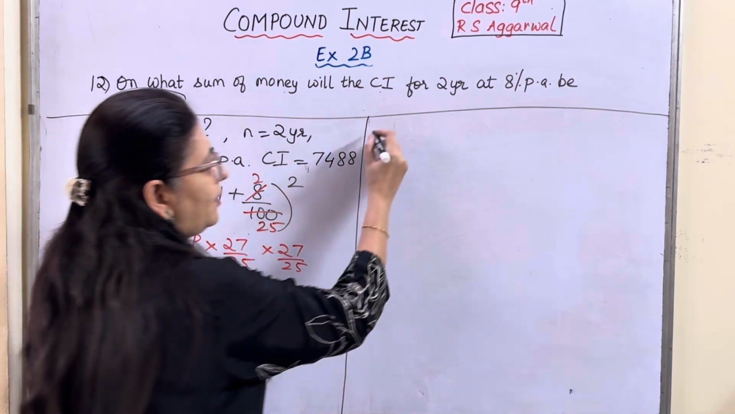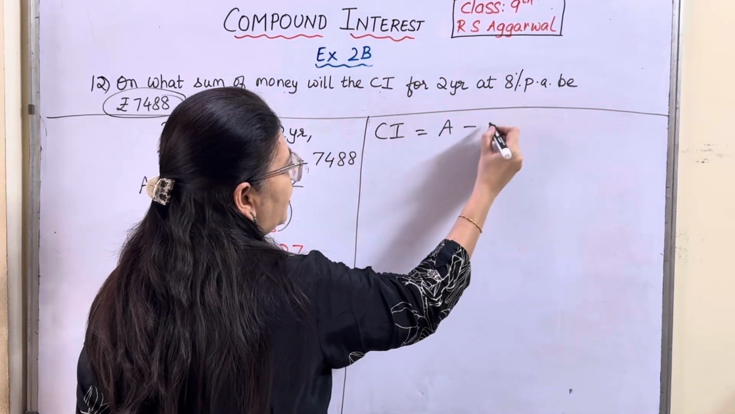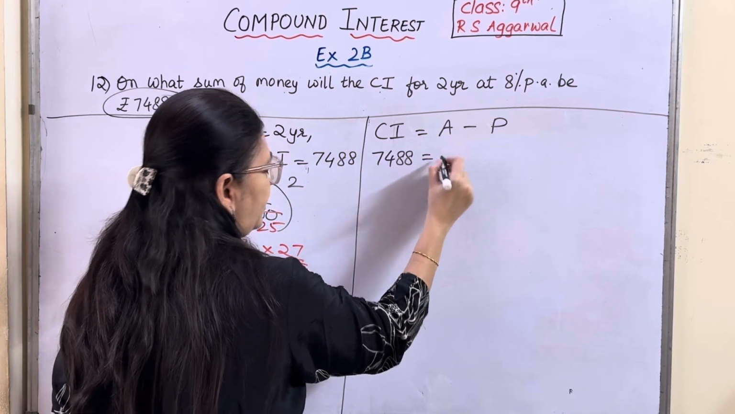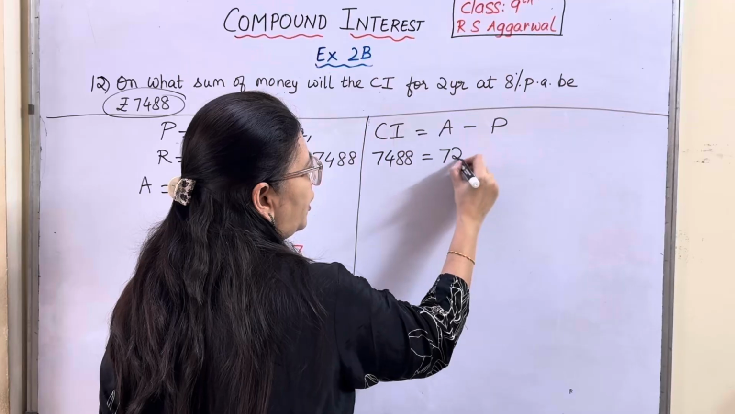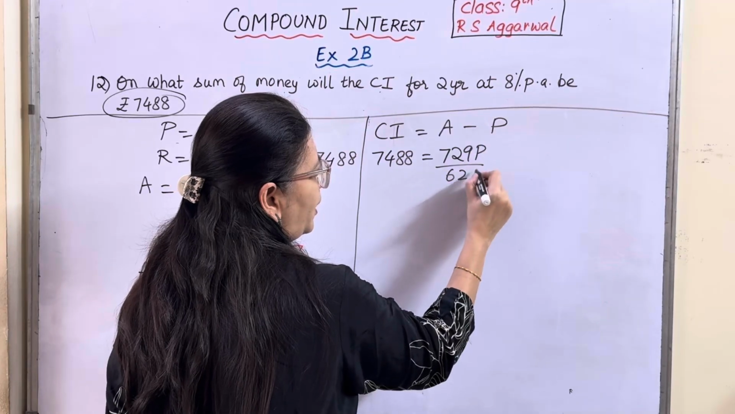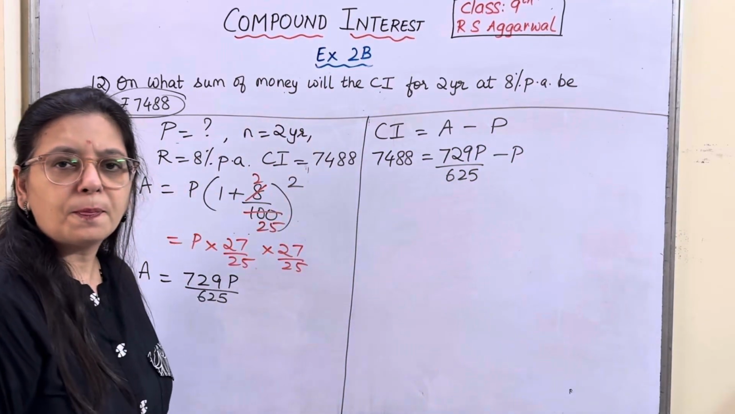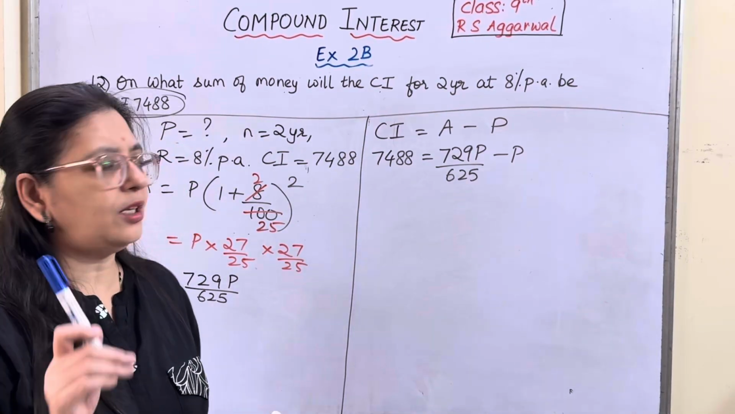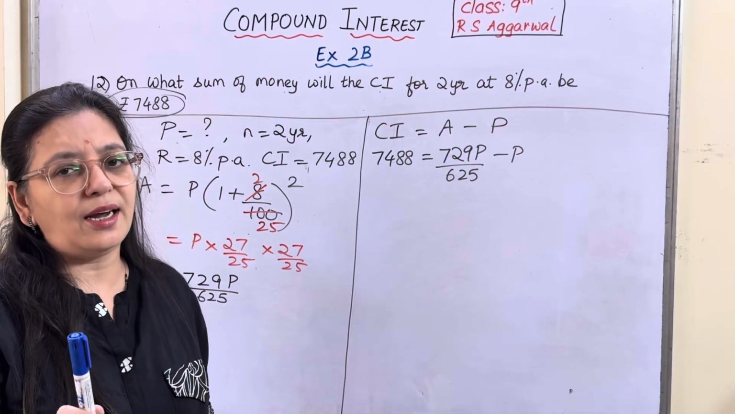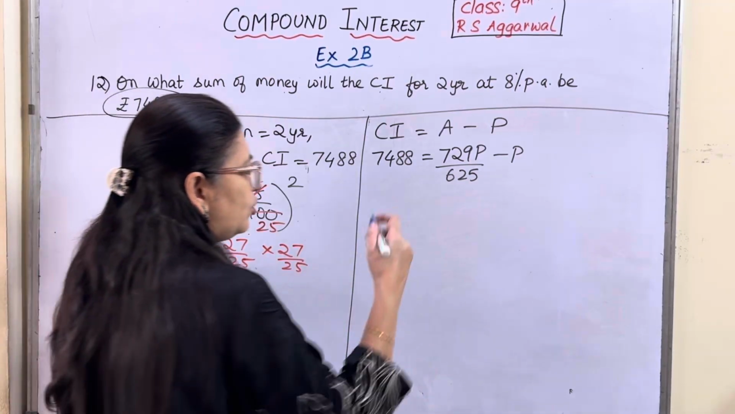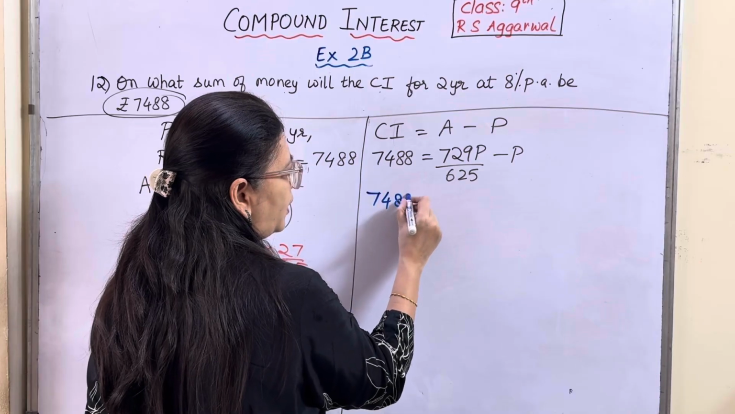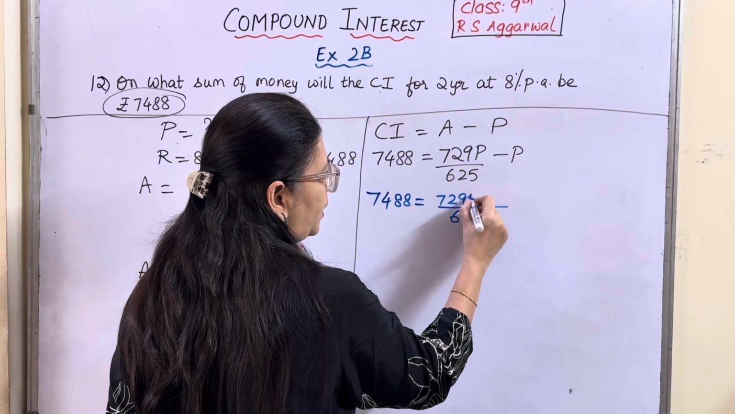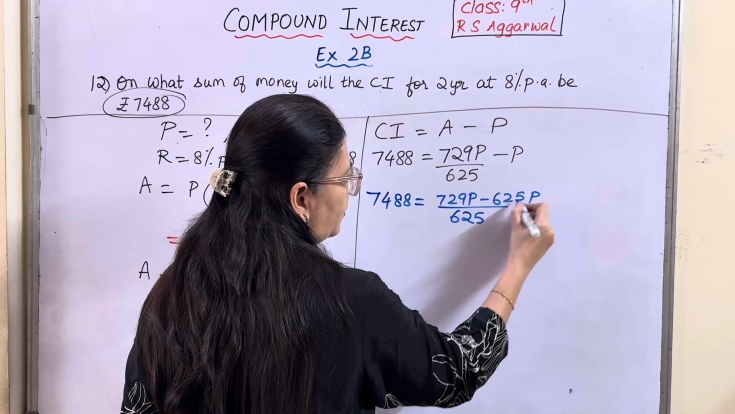Now what is the interest? Compound interest is amount minus principal. Compound interest is given as 7,488 is equal to amount is 729p upon 625 minus p. Now over here what you will do? Whenever there is addition and subtraction in the case of fractions, unless you make them like fractions, you cannot add or subtract. So this would be 7,488 is equal to, take the LCM as 625, 729p minus 625p.